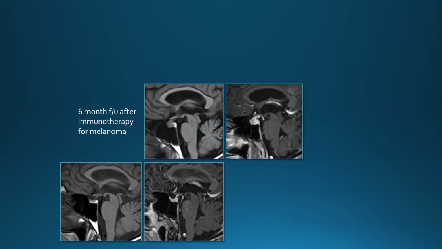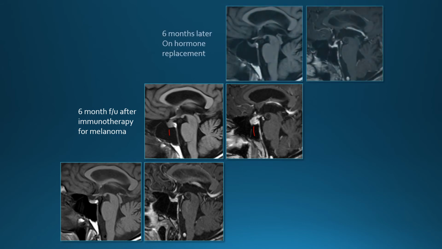This is a patient with melanoma, a baseline scan here, pre and post contrast, and then a 6-month follow-up after the patient was put on immunotherapy. Now we can see the pituitary gland is enlarged, somewhat heterogeneously enhancing. Initially we thought this was a metastasis to the pituitary, but they continued the immunotherapy, and the patient became hypopituitary and required hormone replacement. But 6 months later, you can see there's a small pituitary gland, no longer enlarged. This is another patient with hypophysitis, in this case due to immunotherapy.